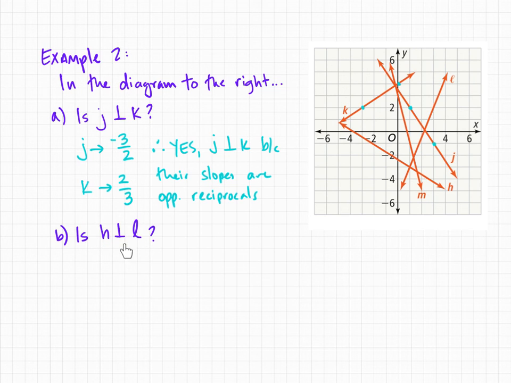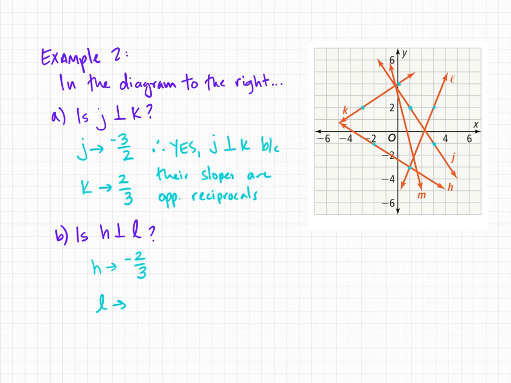Okay, so let's take a look at H and L. Let's figure out what their slopes are and decide if they're perpendicular or not. For line H, I'm going to label a couple points. I see this point here on H, and then this point right here on H. For L, I see a point right here, and then as I travel down, I have this same point right here. So line H has a negative slope that goes down 2 and to the right 3. So my slope for H is down 2 and right 3, or -2/3.